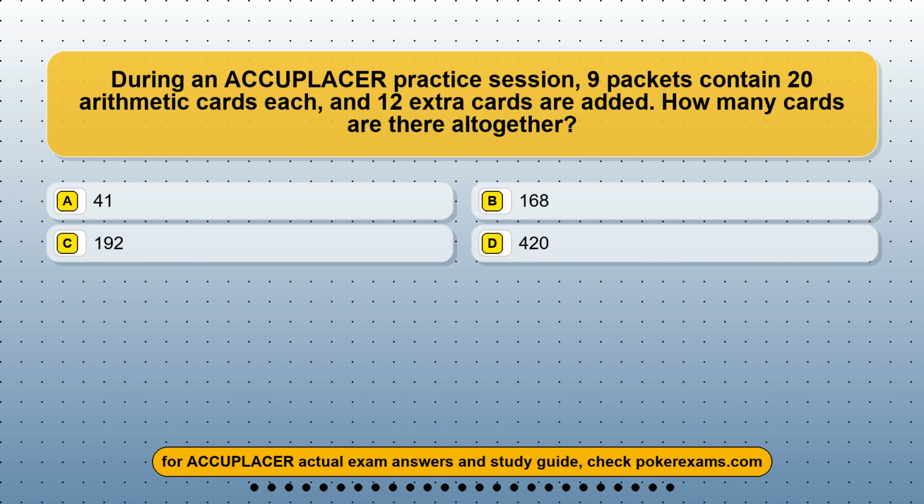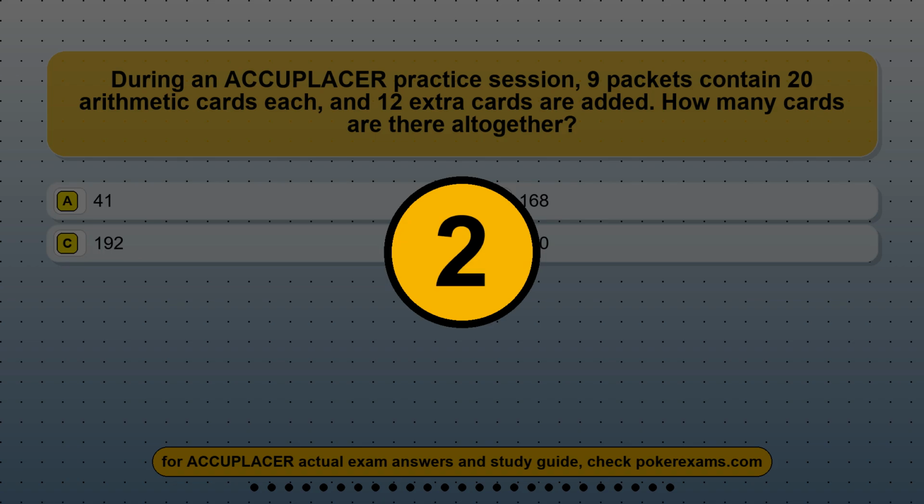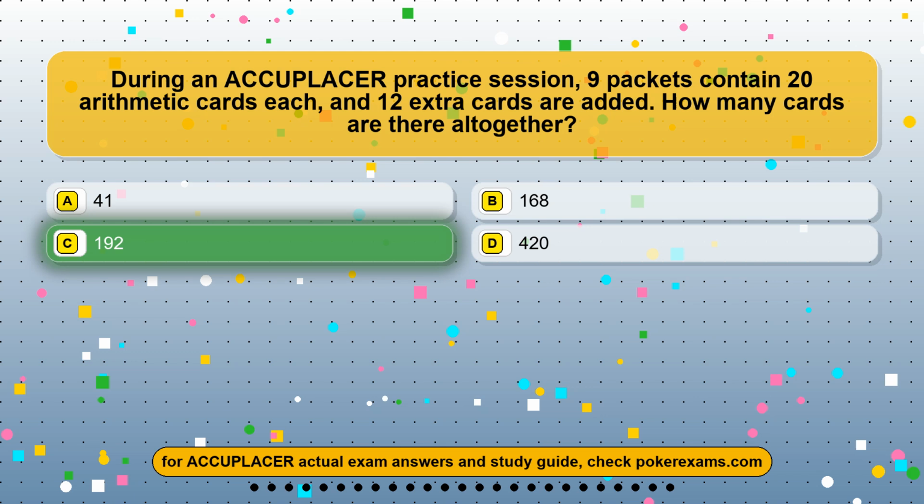Question 1. During an ACCUPLACER practice session, 9 packets contain 20 arithmetic cards each, and 12 extra cards are added. How many cards are there altogether? Option A 41, Option B 168, Option C 192, Option D 420. The correct answer is Option C, 192.